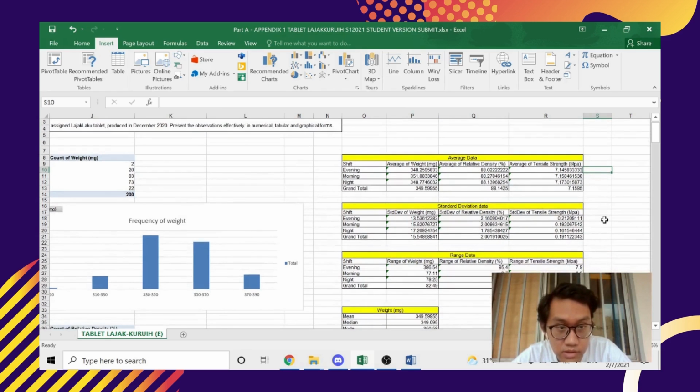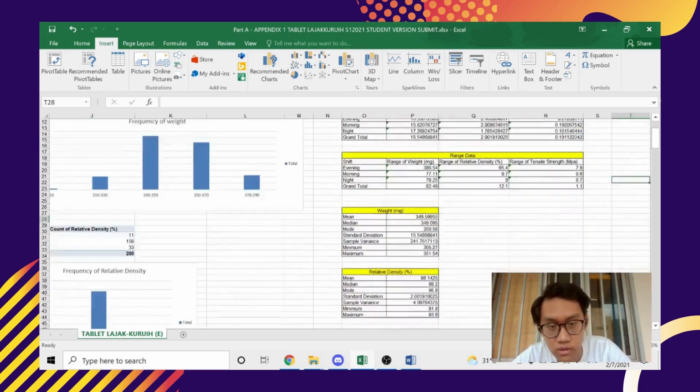Also same goes for the standard deviation data, which uses this formula, and also for the range data. For the range data, we use a maximum formula minus minimum formula to get the range. So we have average, standard deviation, and range.